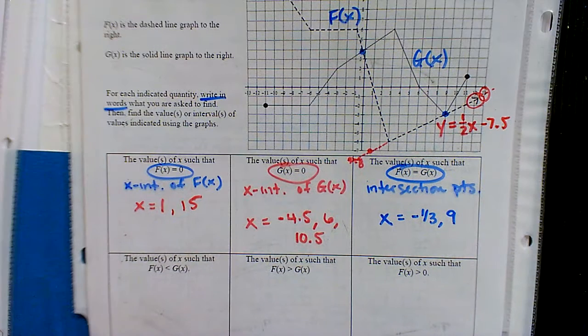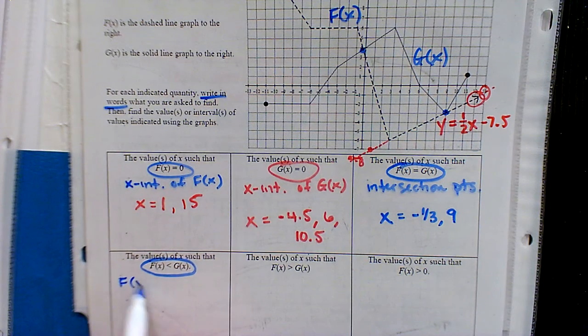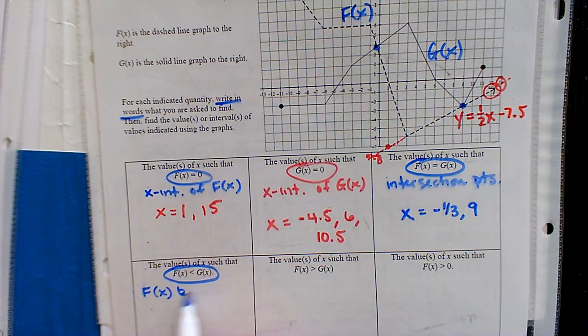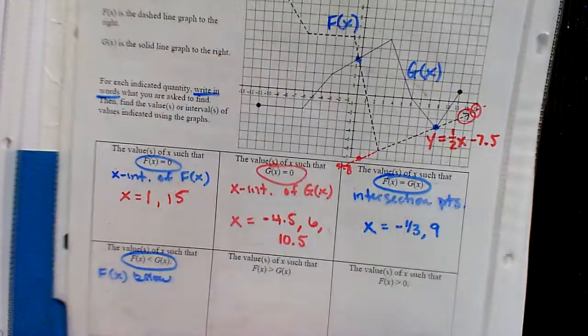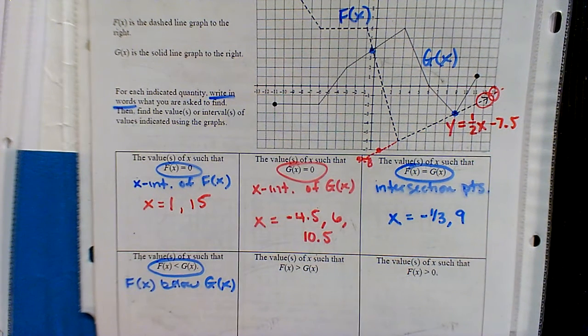All right, let's check out our next one. The values of x such that f of x is less than g of x. What are we trying to find graphically? What's that notation asking us to do? Yeah. All right, dotted line f of x is below solid line g of x. So we'll say f of x is below g of x.